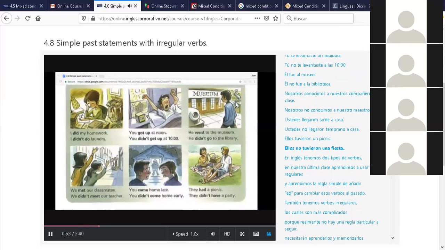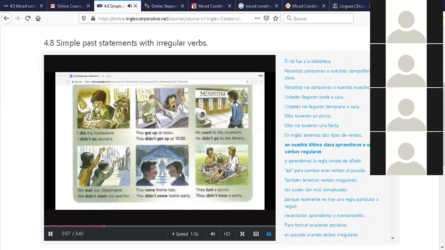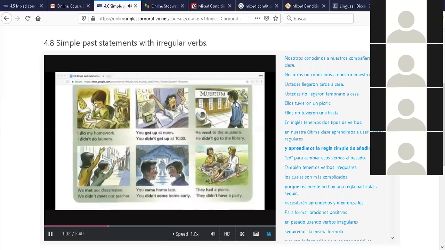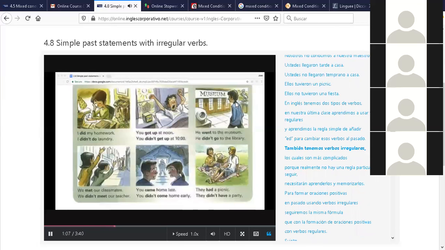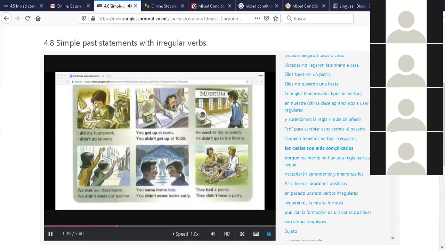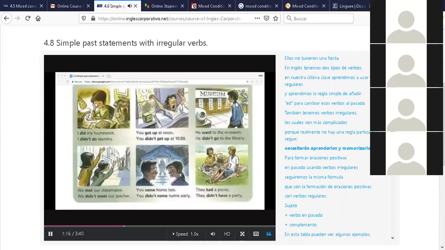In English, we have two types of verbs. In our last class, we learned how to use regular verbs and learned the simple rule of adding ed to change those verbs to the past tense. We also have irregular verbs, which are more complicated because there really isn't a particular rule to follow. You will need to learn them and memorize them.